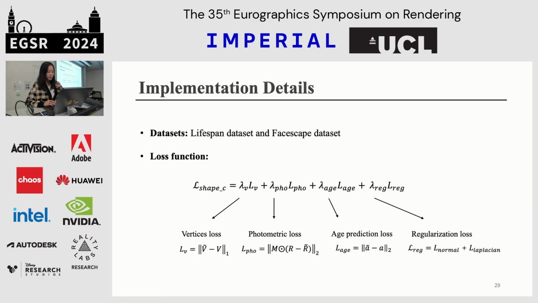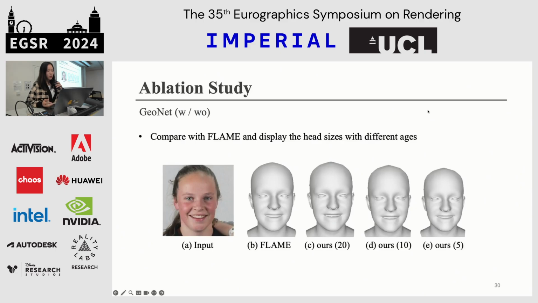Here is the loss function. We show an example of GeoNet here. As can be seen, our method is similar to FLAME. The head size with younger age is smaller. To show it clearly, we show the 5-year-old head size, which is not in the age range of our pipeline.